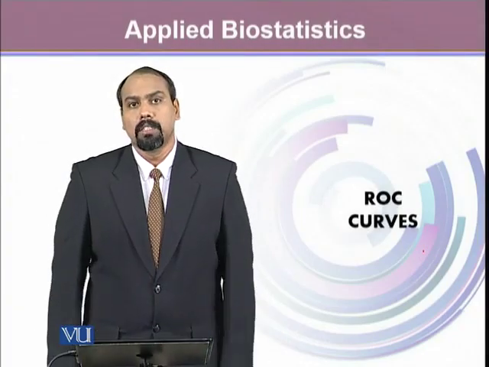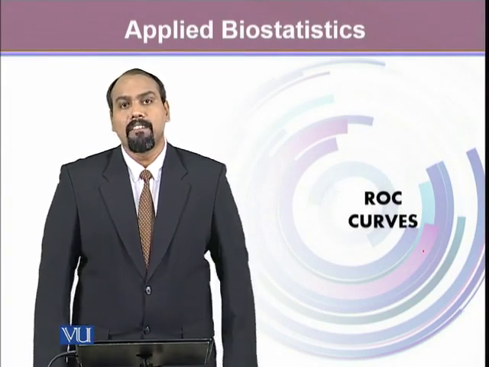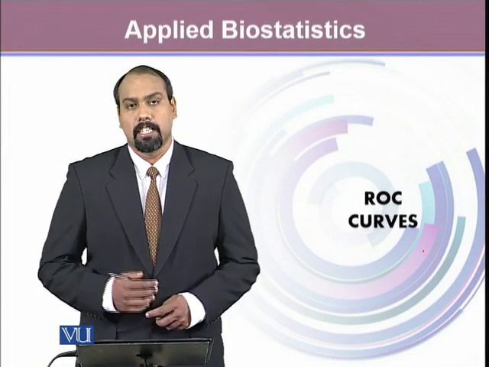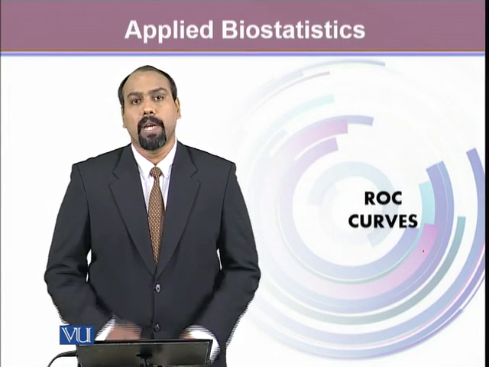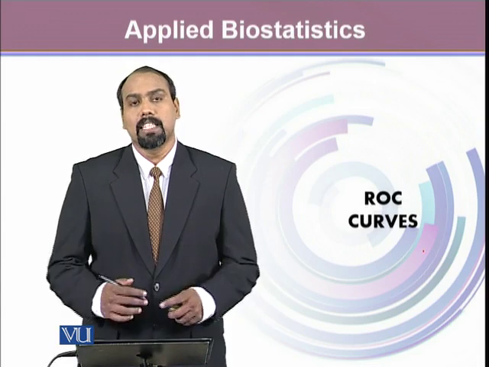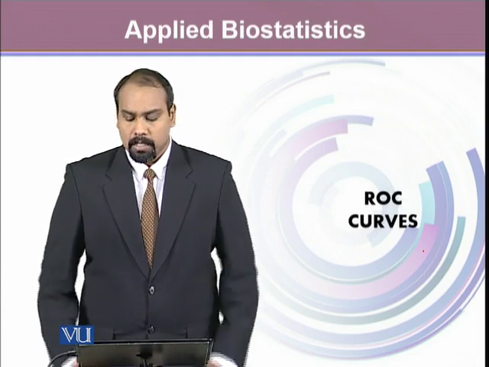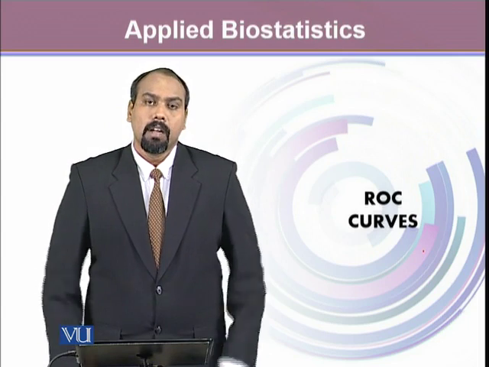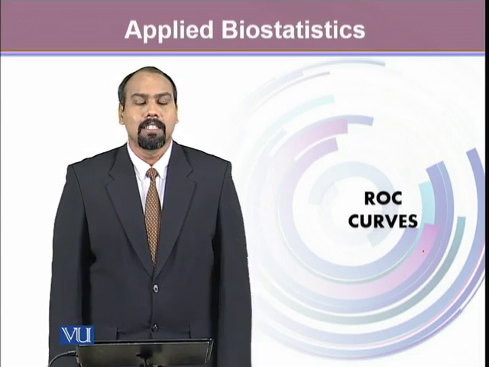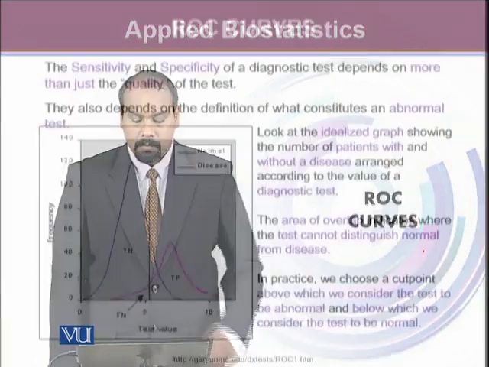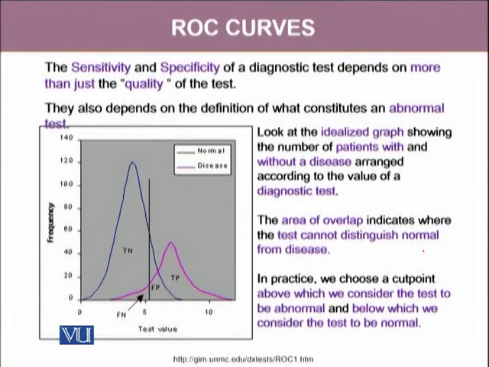Another measure that helps us to determine the effectiveness of a new diagnostic test and to find the best trade-off value other than sensitivity and specificity is the ROC curve. ROC curve is also known as receiver operating characteristic curve. The sensitivity and specificity of a diagnostic test depend on more than just the quality of the test. They also depend on the definition of what constitutes an abnormal test.